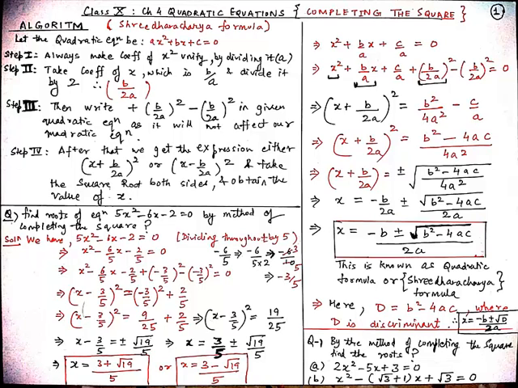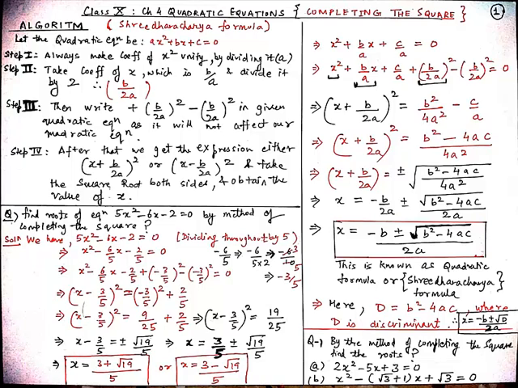And now, based on the completing the square method, we will do one question, which is: find the square root of the equation 5x square minus 6x minus 2 equal to 0 by the method of completing the square. As per our algorithm, first make the coefficient of x square equal to 1. Here the coefficient of x square is 5. Now divide the whole equation by 5. We get x square minus 6 upon 5 x minus 2 upon 5 equal to 0.